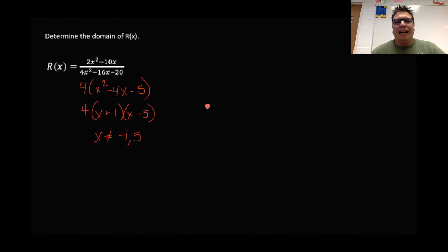Depending upon how you're asked to go through and write the domain, you can say, all right, well, the domain is the set of all x such that x is an element of the real numbers, and then except x cannot equal negative 1, 5. So if you're allowed to use set builder notation, that would be one way. Now, we're going to use also interval notation.